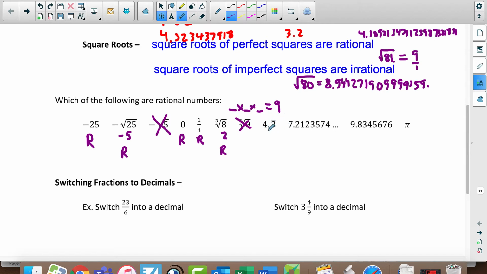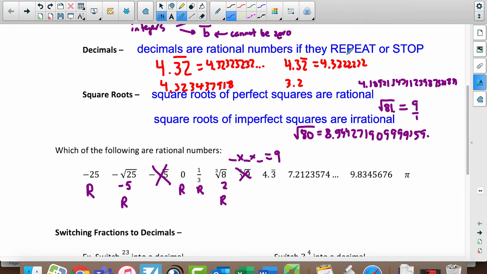4.3 repeating. This means 4.333333333. And remember what we said with decimals, if they repeat or stop, then it's rational. So yes, this is a repeating decimal, it's rational. Now, this is one of these all-time ones. It goes on forever. 7.2123574, blah, blah, blah, but it just keeps going and going. Random numbers. It's not stopping. It's not repeating. This is irrational. Not rational. Now this one, long decimal, 9.8345676, but it does stop right there. So it terminated.